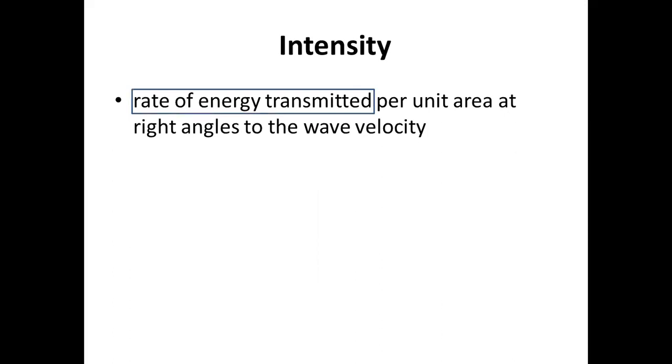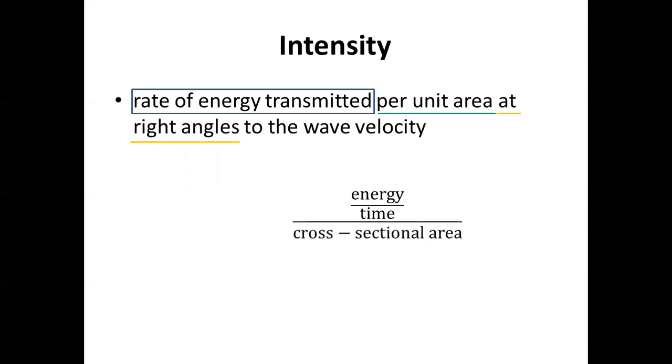First is the rate of energy transmitted. When we talk about rate, it has something to do with time. This phrase actually tells us about energy over time. Now, this energy was transmitted per unit area. So that means this will become energy over time over area. And the area is at right angles to the wave velocity. So this area is the cross-sectional area. This whole expression over here pertains to intensity.